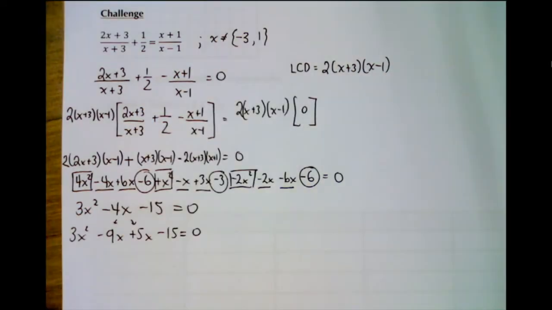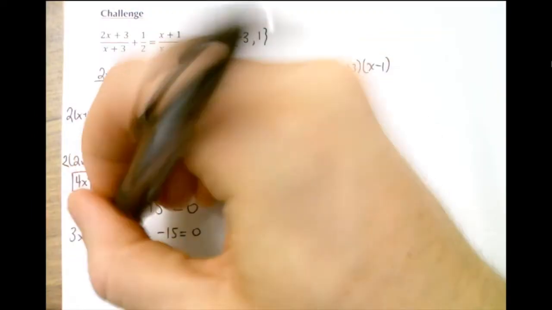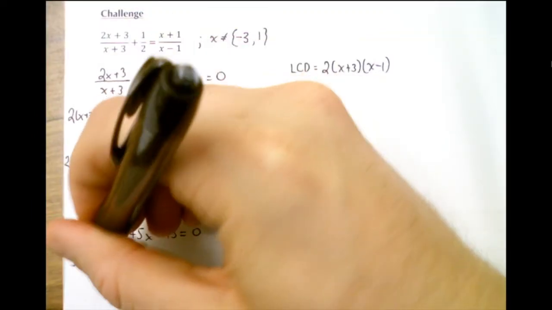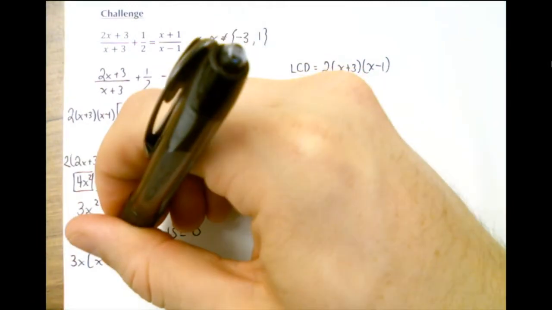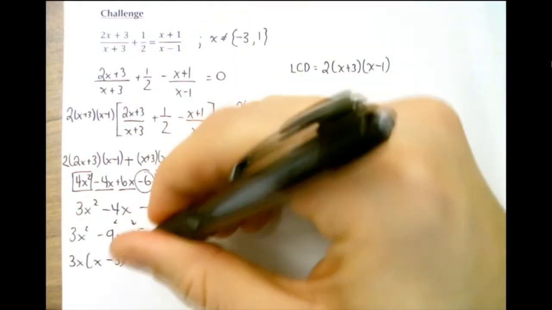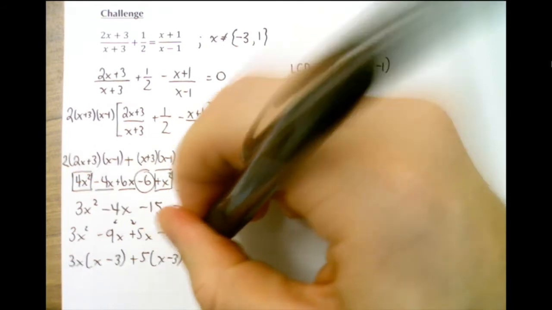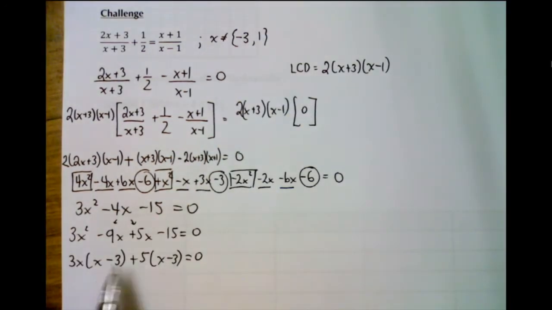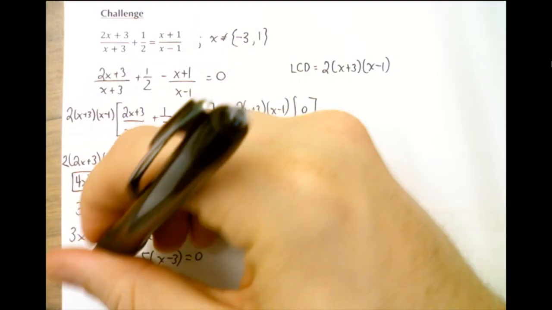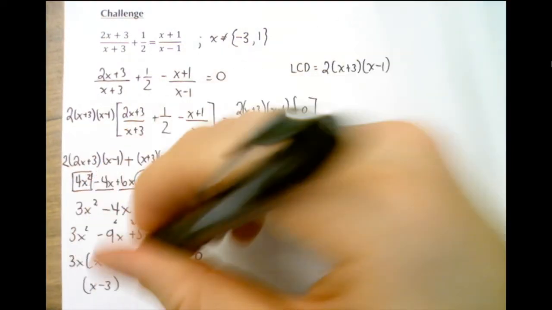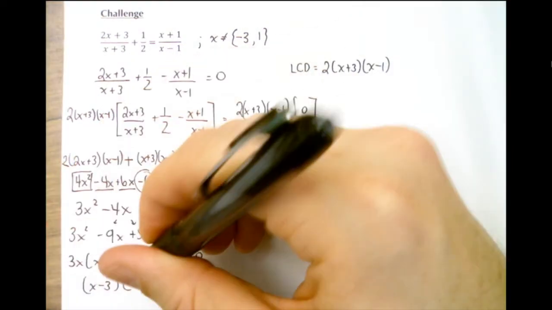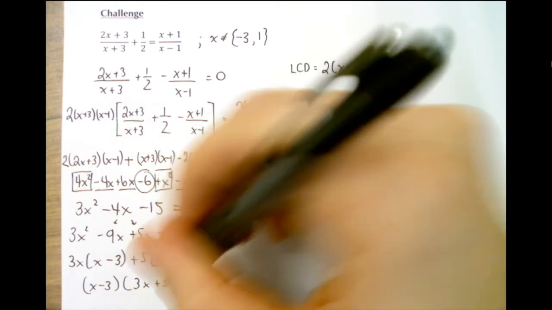So we do decomposition. We break that middle term down into those two terms, and now we group and common factor. Common to the first two terms is 3x, and that leaves us with x minus 3. Common to the last two terms is 5, and that leaves us with x minus 3. That common binomial factor is your first factor, x minus 3, and what we're left with is 3x plus 5.